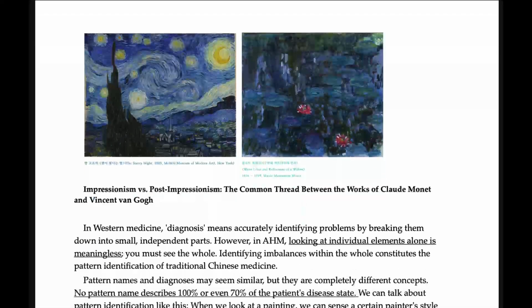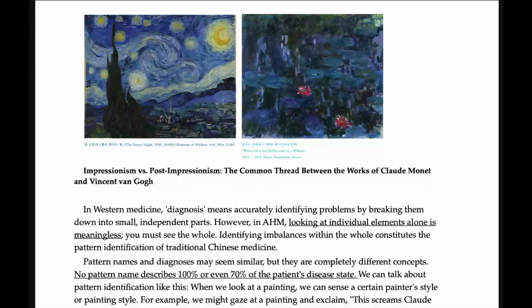In Western medicine, diagnosis means accurately identifying problems by breaking them down into small, independent parts. However, in AHM, looking at individual elements alone is meaningless. You must see the whole. Identifying imbalances within the whole constitutes the pattern identification of traditional Chinese medicine. Pattern names and diagnoses may seem similar, but they are completely different concepts. No pattern name describes 100% or even 70% of the patient's disease state.